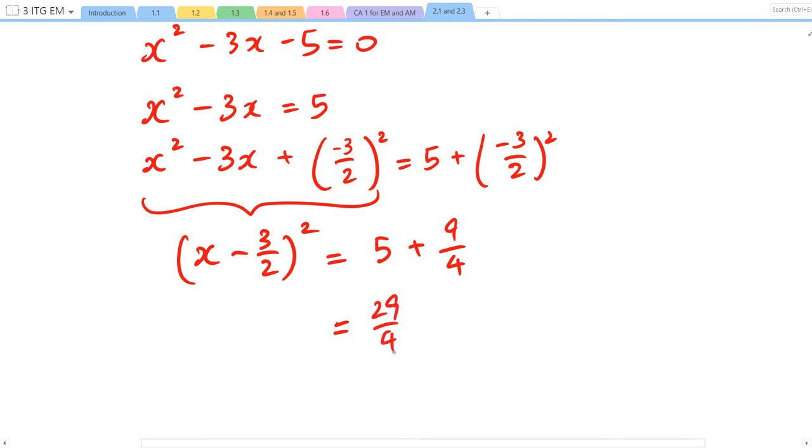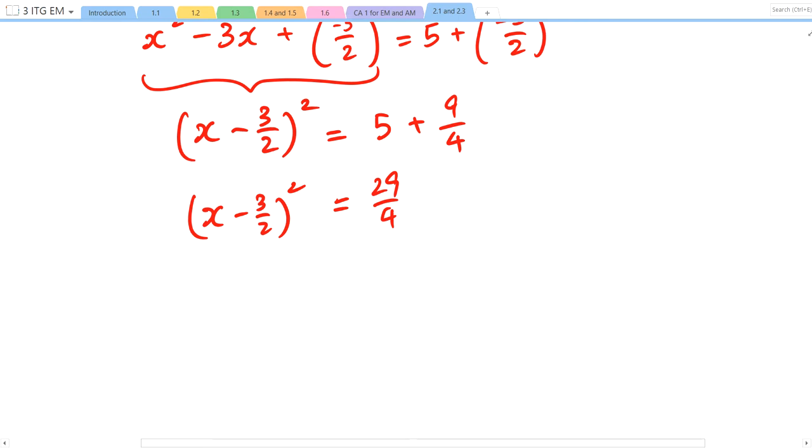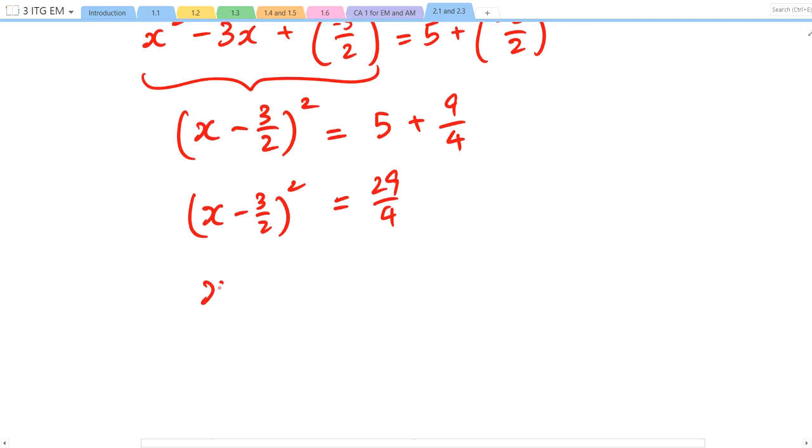29 over 4, thank you. So we have x minus 3 over 2 on the left hand side. Now, in order to solve this, I need to take square root on both sides. x minus 3 over 2 equals plus minus square root 29 over 4.